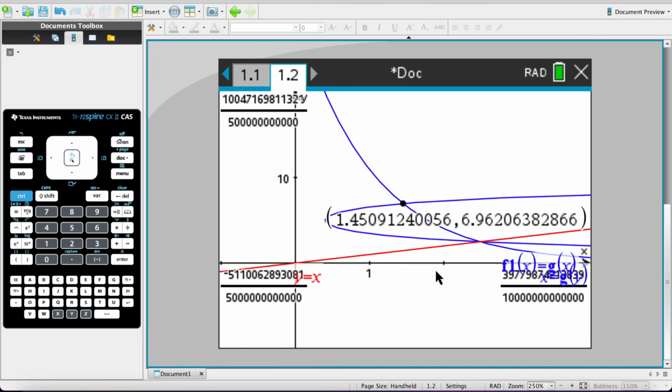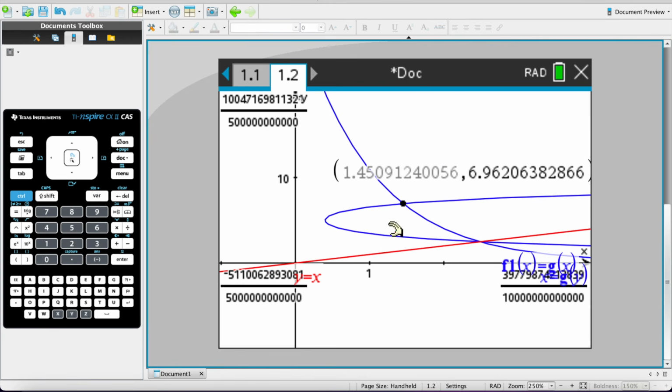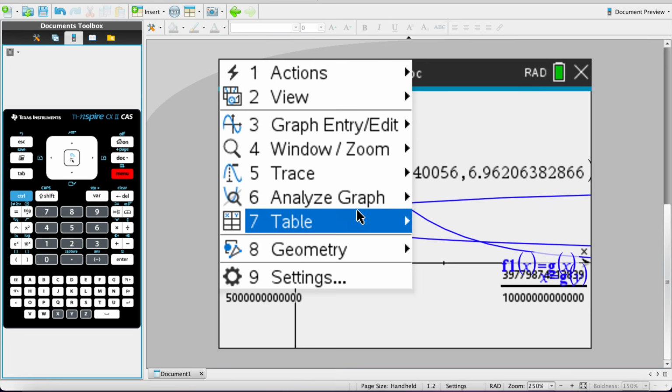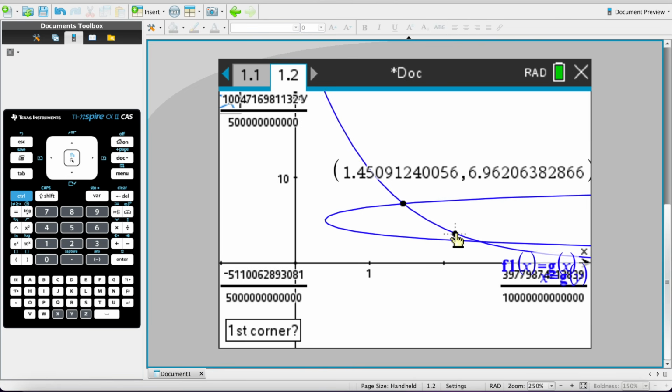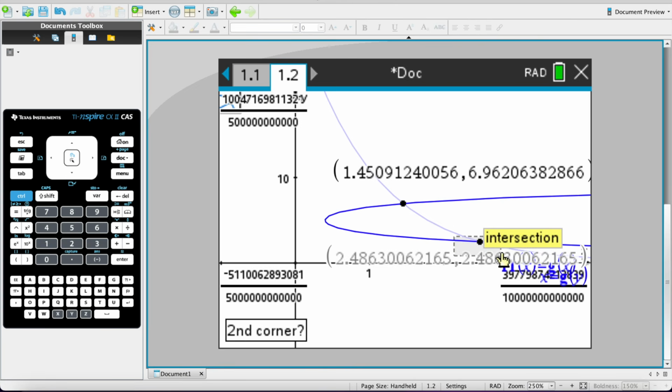Okay, so we've got an intersection there, and then we'll find the other intersection. I'll just get rid of this graph, it was kind of useless. So intersection, starting there and finishing there. Okay, I'll write down the intersection points: 1.451, 6.962, and 2.486, 2.486. Okay, so those are our two intersection points.